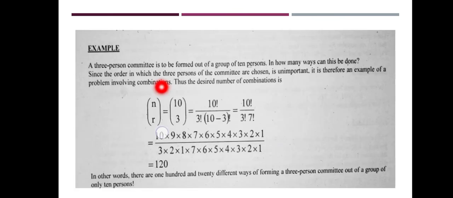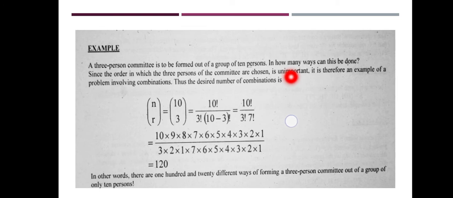Now let's see another example about combinations. A 3-person committee is to be formed out of a group of 10 persons. There are 10 persons and we have to form a committee of 3 persons. We have to select the 3 persons randomly out of 10 persons. In how many ways can this be done? The order in which the three persons of the committee are chosen is unimportant, because the three persons are to be chosen randomly.